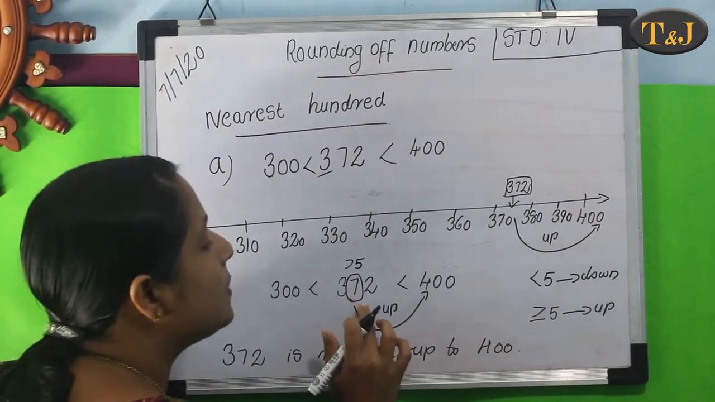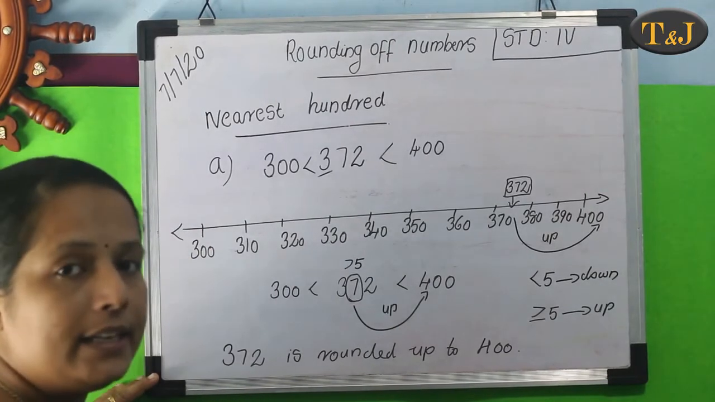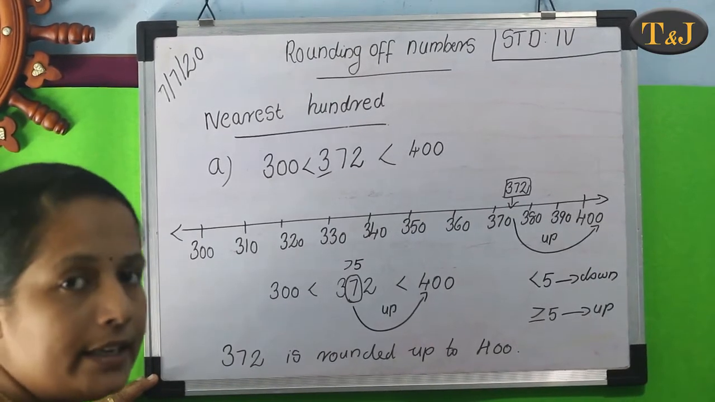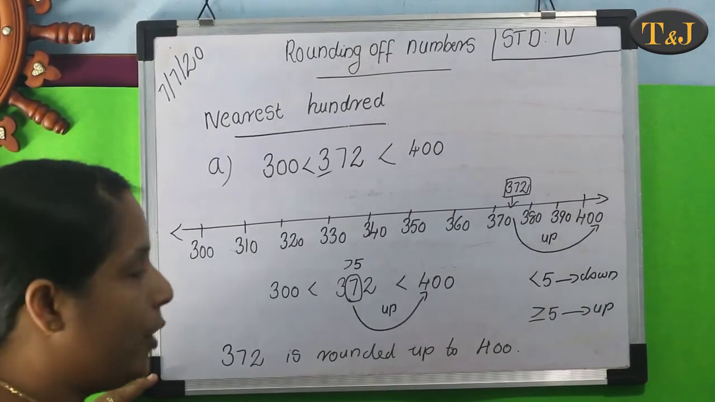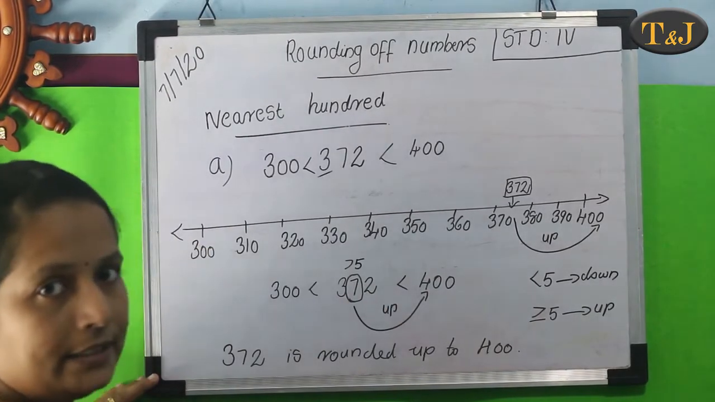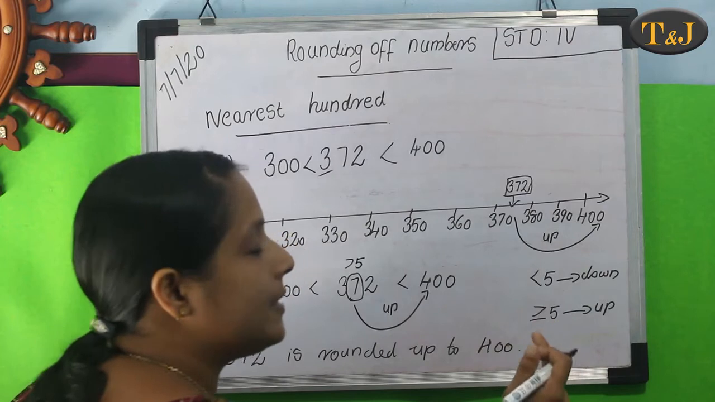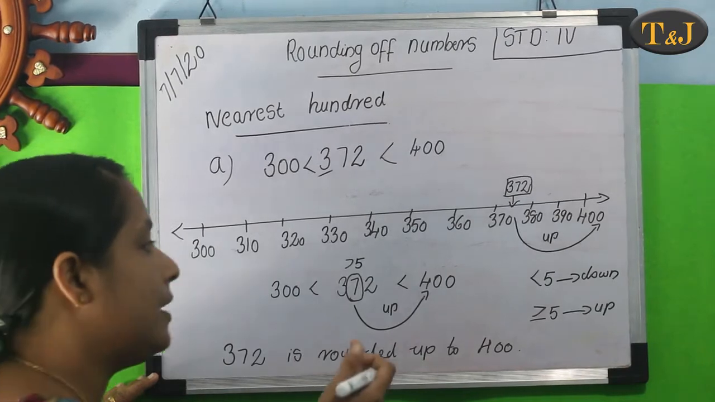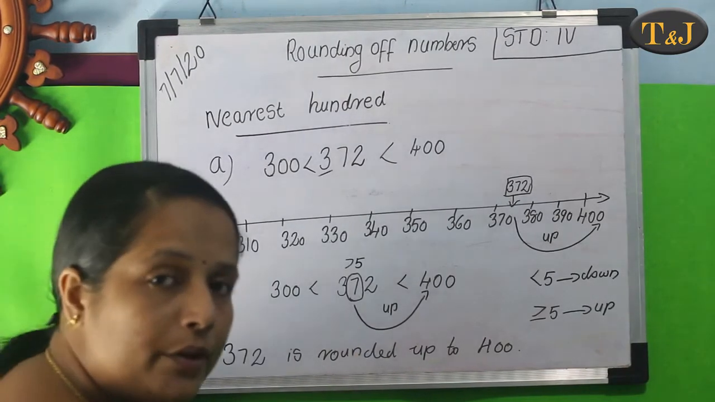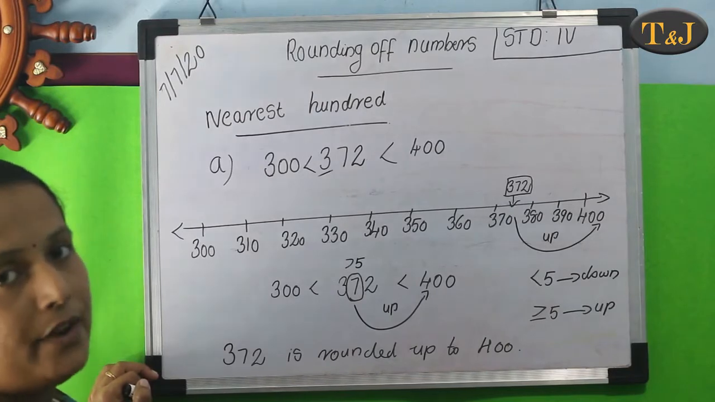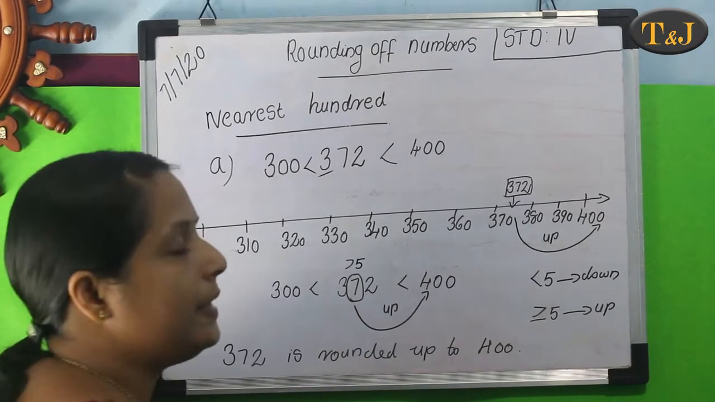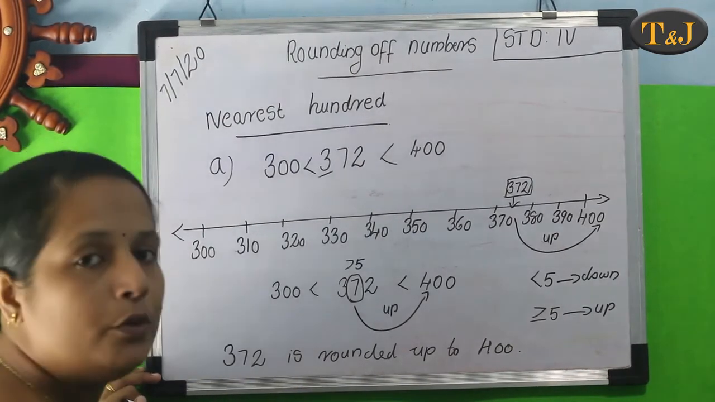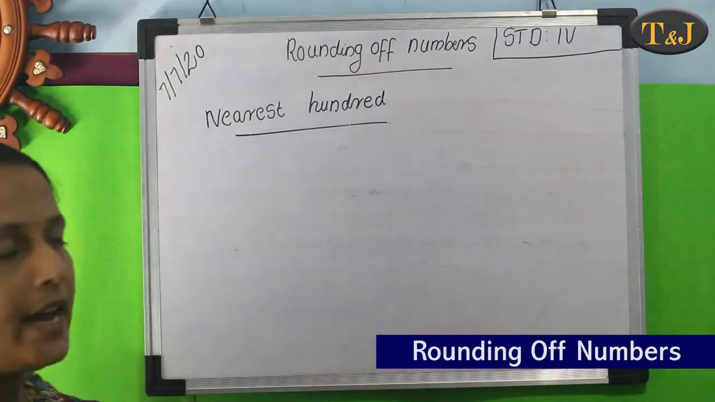Here we take the tens place value. Before, when we studied nearest 10, we took only the ones place value. Here in nearest 100 we take the tens place value. Here our tens place value is 7. Our category is: less than 5, it is rounded down to the first number; greater than or equal to 5, it is rounded up to the next number. Is 7 less than 5 or greater than 5? Yes, 7 is greater than 5. Therefore we write 372 is rounded up to 400. Okay. Consider another example.